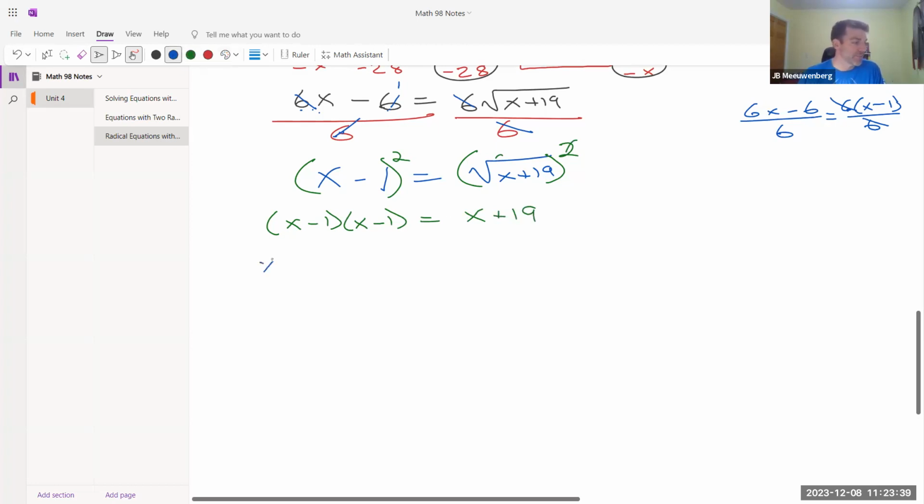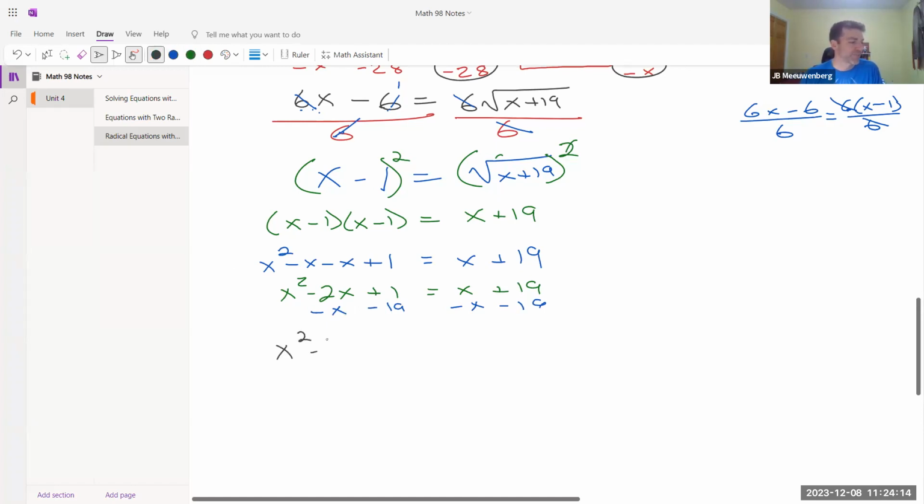This distribution is going to be x squared minus 2x plus 1. You can check that distribution on your own. And then we have x plus 19. On the left, we've got x squared minus 2x from these two, plus 1 equals x plus 19. Then we're going to move all of these things out of there. We have a quadratic again, and so we're going to have to factor it again, which means set it equal to 0. So I'm going to subtract x from both sides, subtract 19 from both sides. We have x squared minus 3x minus 18 equals 0.